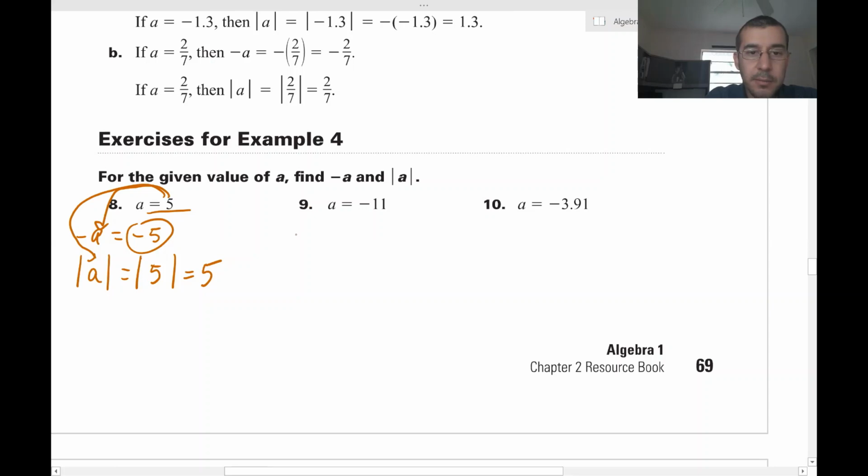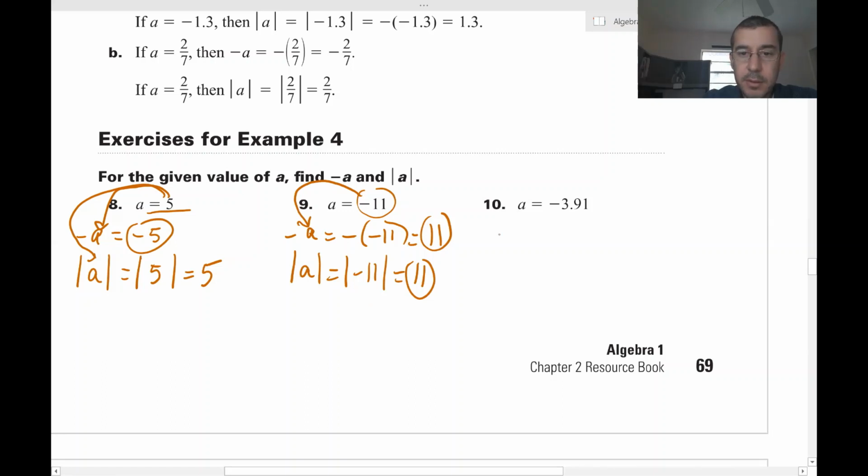Number 9, minus a and absolute value of a. So this is minus, instead of a, we plug in this. So minus 11, right? So minus, and then instead of a, we plug in minus 11. So minus 11 in parentheses, now we have minus and minus. We know that minus and minus equals plus. So this is 11. Absolute value of a, absolute value of minus 11. And we know that absolute values of positive or negative numbers is a positive number. So this is 11.